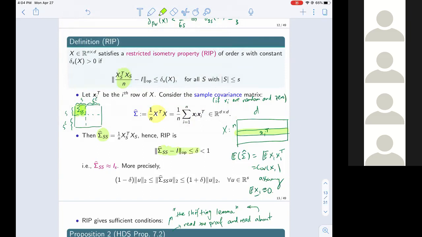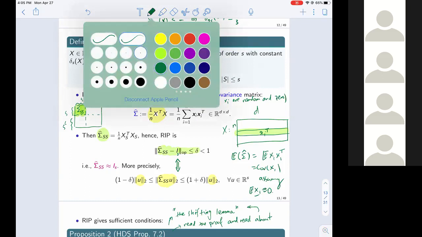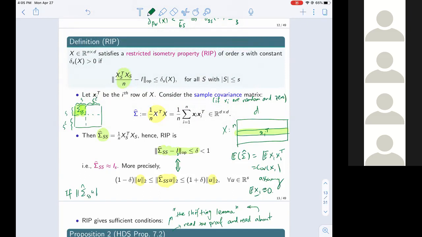then this would be I of S basically. If it is less than delta, less than one, then you can easily argue from the definition of the operator norm that this condition is equivalent to this: sigma hat SS applied to any u has an L2 norm very close to the L2 norm of u, up to a factor of 1 minus delta and 1 plus delta. So if I had sigma hat SS u equal to u for all u, then this would be an exact isometry.